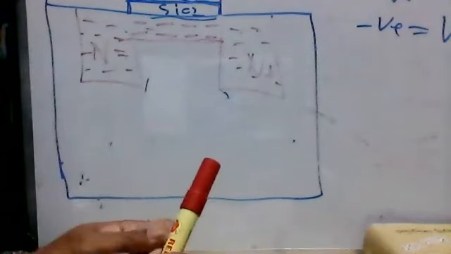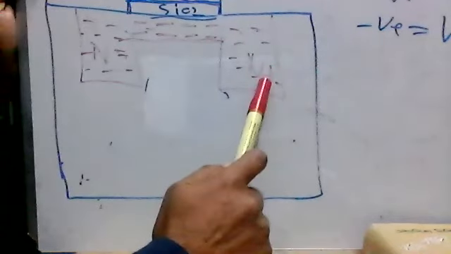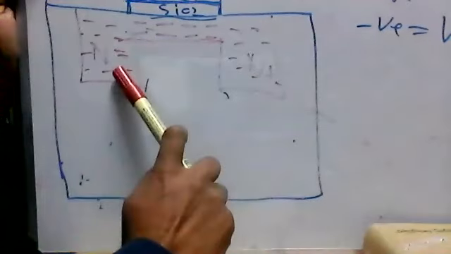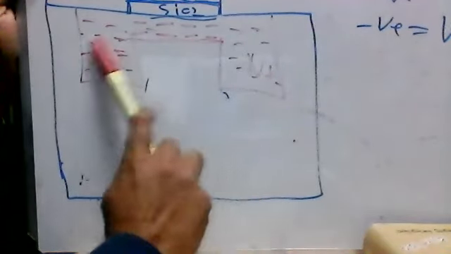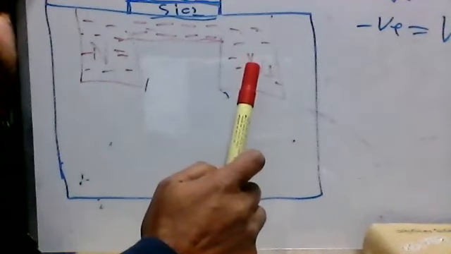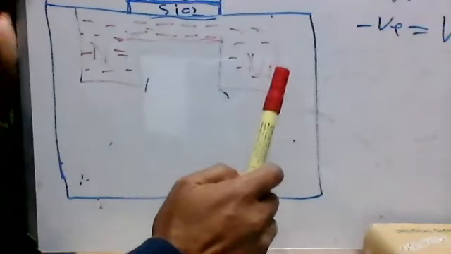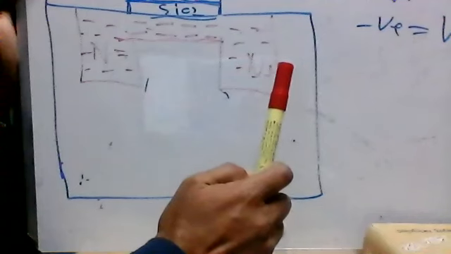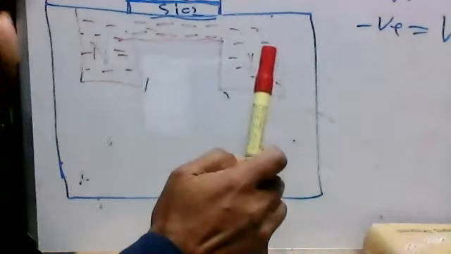But you see, I already mentioned this is n plus here, n plus here. Both sides are n plus. So how do the electrons flow? We know that current is nothing but the flow of electrons, right? The current is the opposite of the flow of electrons. But when the electrons flow, the current also flows.